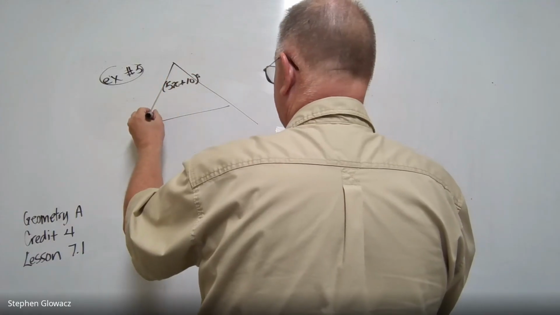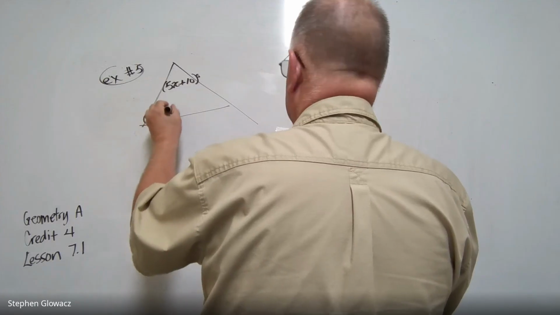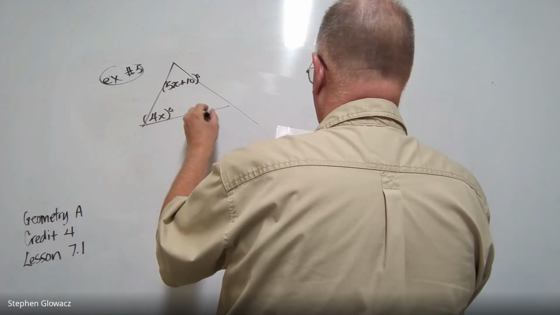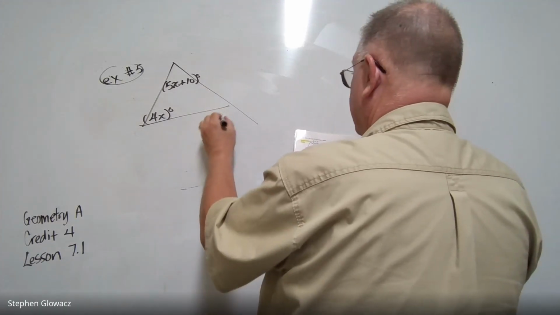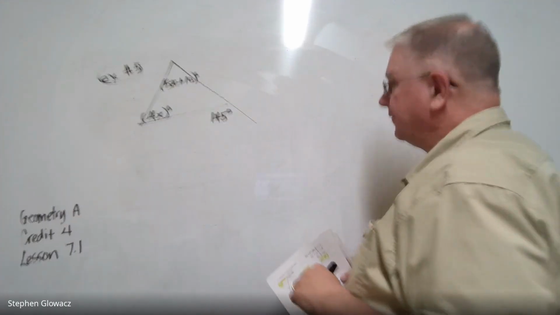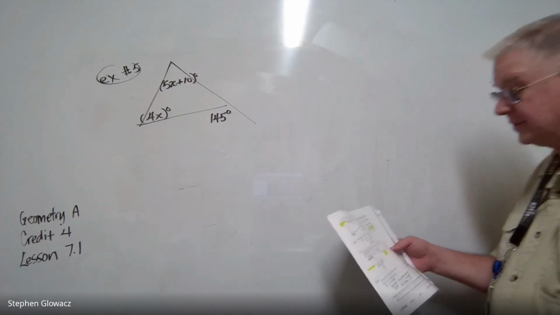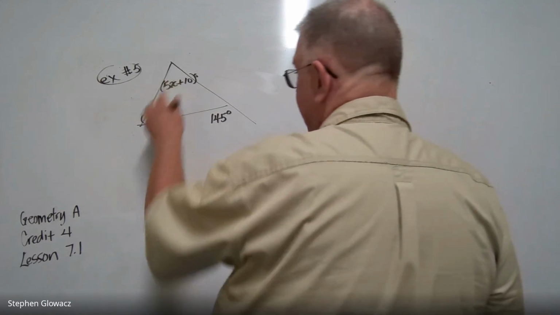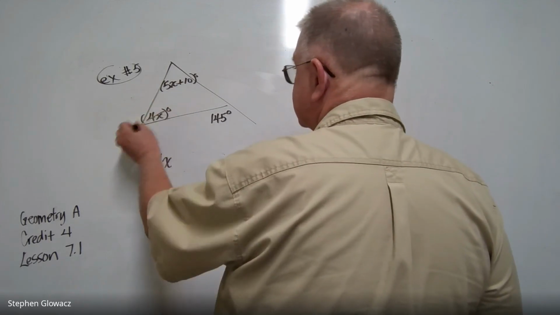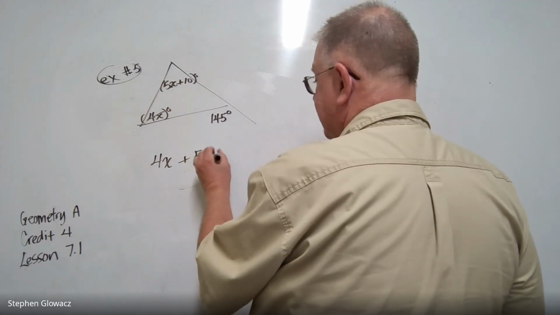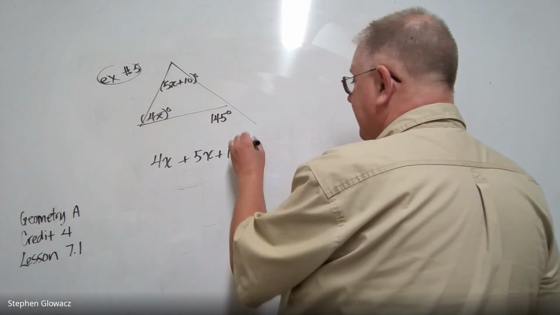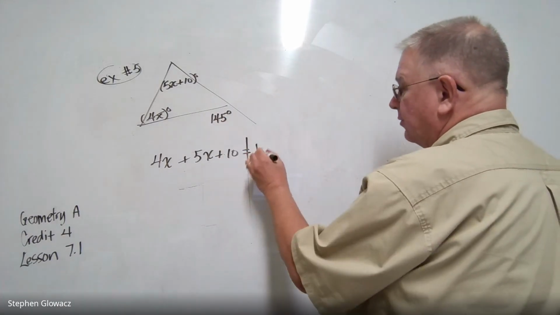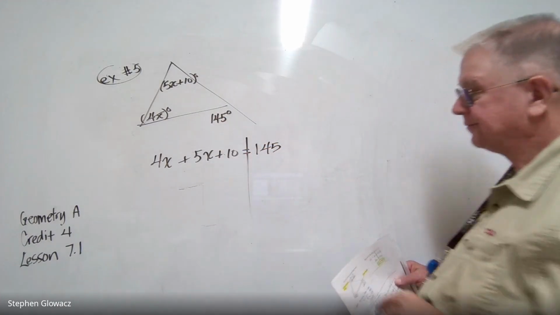And this is 4x. And this is going to be our exterior angle will be 145 degrees. All right, so let's go ahead and set this up. Our two remote interiors, we add those together. So 4x and then 5x plus 10 equals our exterior angle, which is 145 degrees.